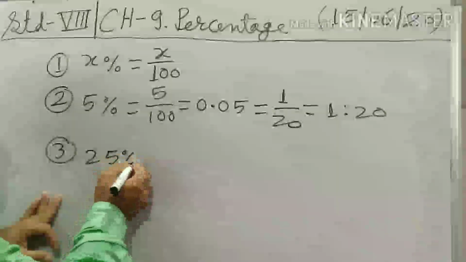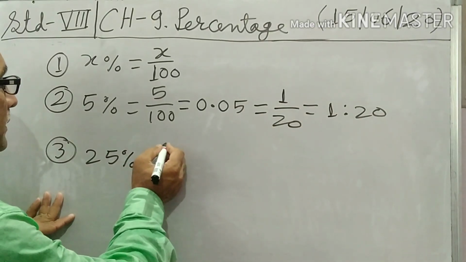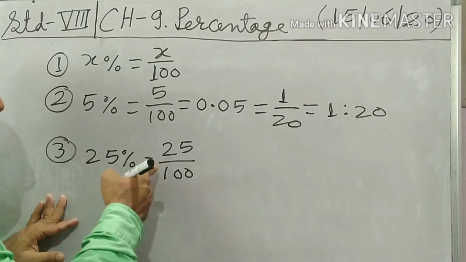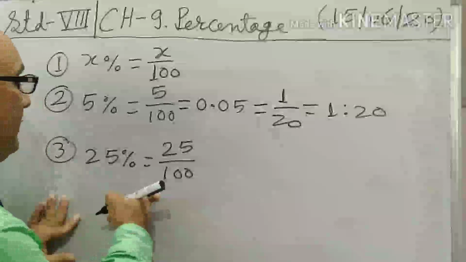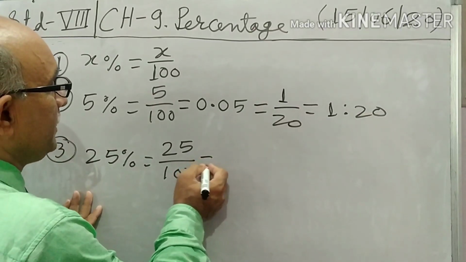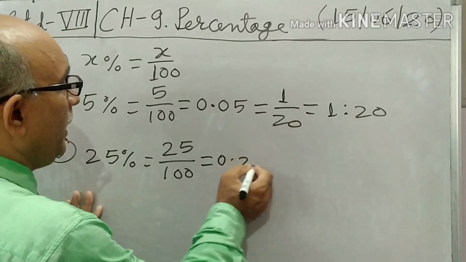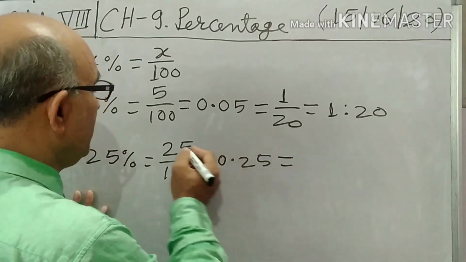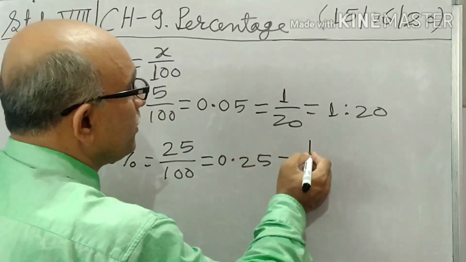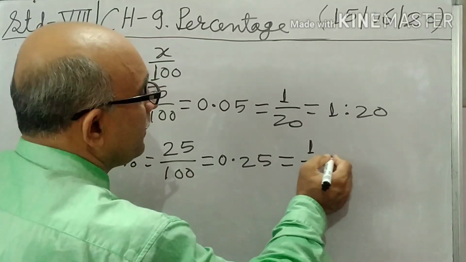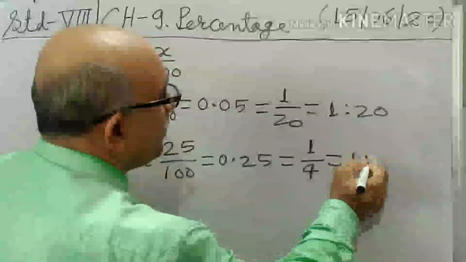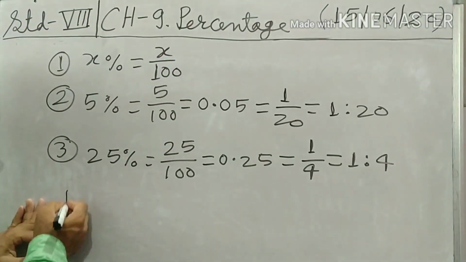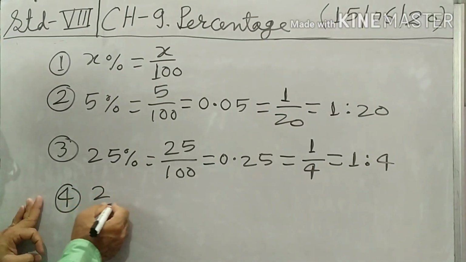Point number 3 is 25%. 25% means 25 by 100. Remove the symbol of percentage, then 25 divided by 100. So 25 by 100 is changed into decimal form 0.25, and in simplest form it is 1 by 4, which in ratio is 1:4.